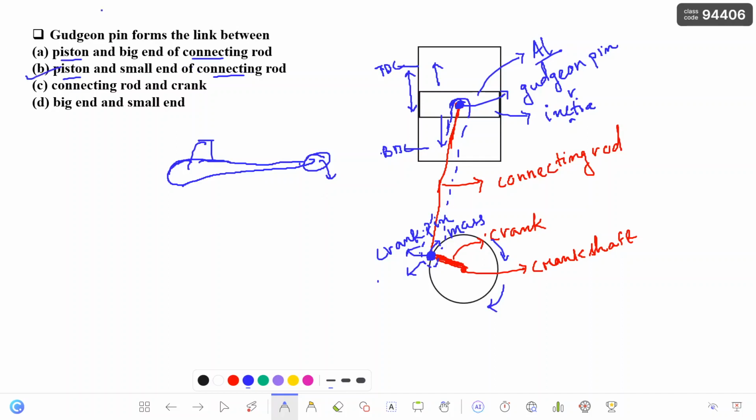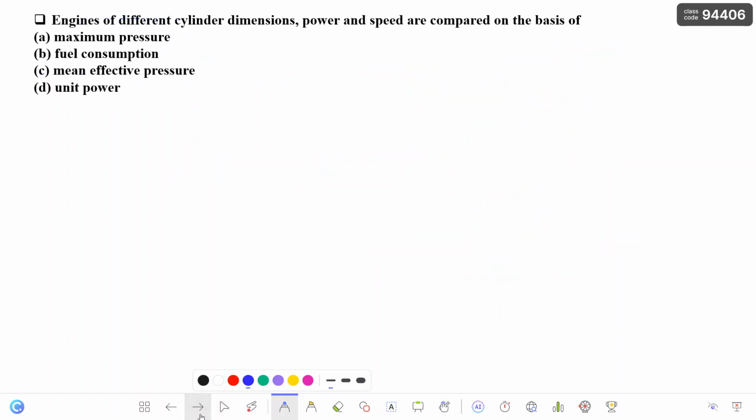Now you understood. If the question was crank pin, the answer would have been different. The answer would have been the big end of the connecting rod and the crank. Then the crank pin is used. Okay, then we'll go to the next question.